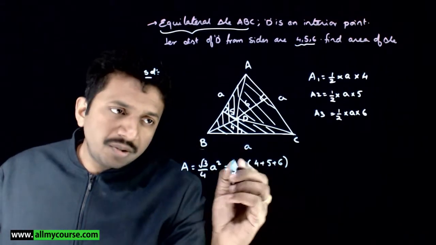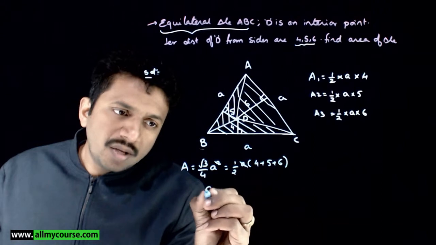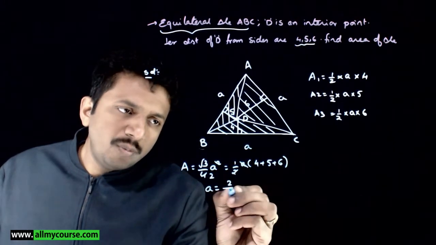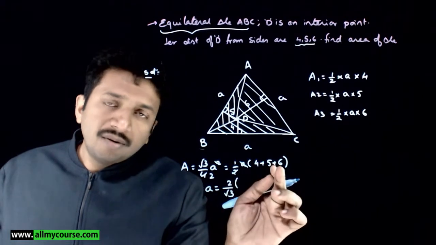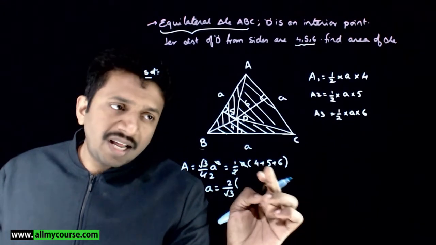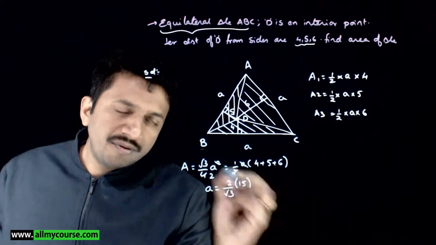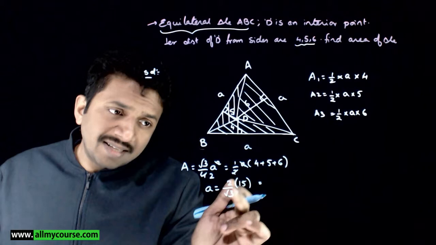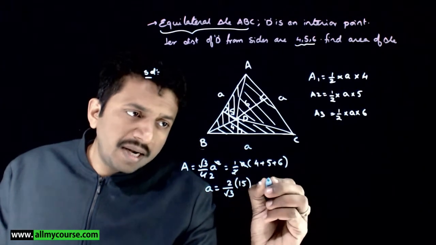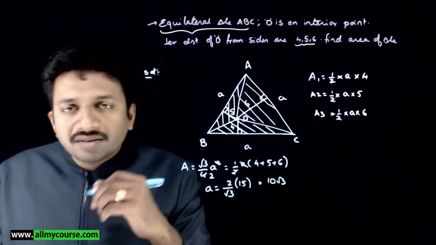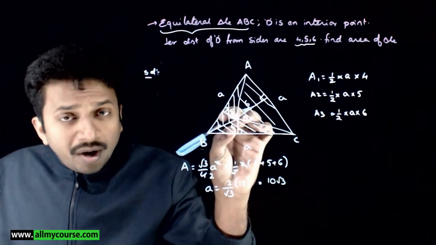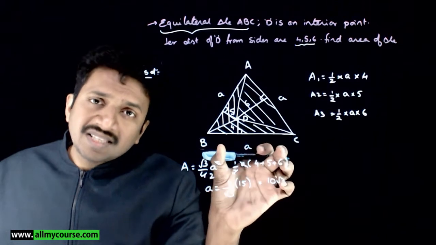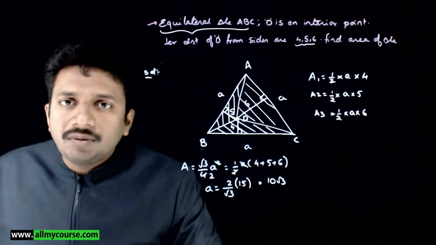By equating these two, half a gets cancelled. So a will be equal to, so this 2 and this 2 get cancelled, 2 by root 3 times 4 plus 6 is 10 plus 5 is 15. If you cancel this root 3 out, you get 10 root 3 as the answer. So if a point D is such that these distances are valid, then the side of the equilateral triangle has to be equal to 10 root 3.